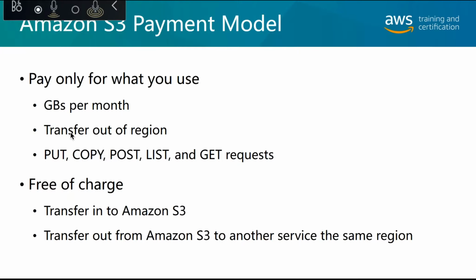The way you pay for S3 is per gig, gigs per month, but I also want to focus on the other costs. There's no cost for transfer in, there is a cost for transfer out, and then there's the API requests like copy, post, list, and get. And an important point at the bottom right here, we said there's no cost for transfer in, and there's no cost for transfer out from S3 to another service in the same region.